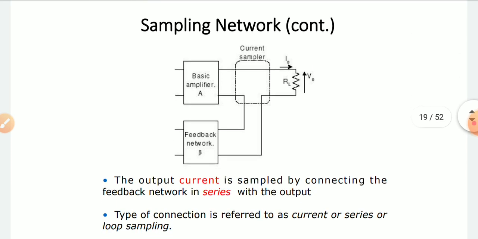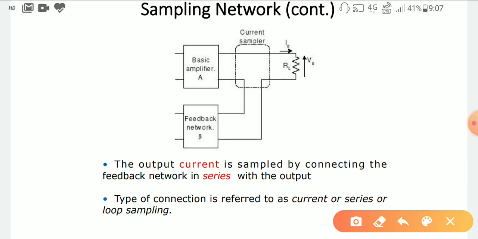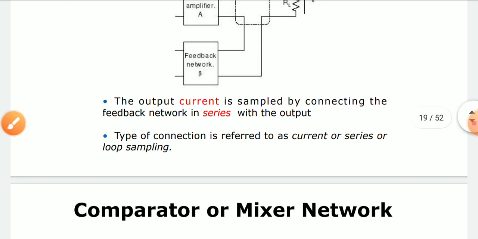Now, if the connection for the sampling network is in series form, what happens? Recall the same way as the previous case: which parameter will be constant there, current or voltage? Obviously for the series form, the current term is constant, so this is named current sampling. The same thing is written here also. The output current is sampled by connecting the feedback network in series with the output. This type of connection is referred to as current or series or loop sampling.